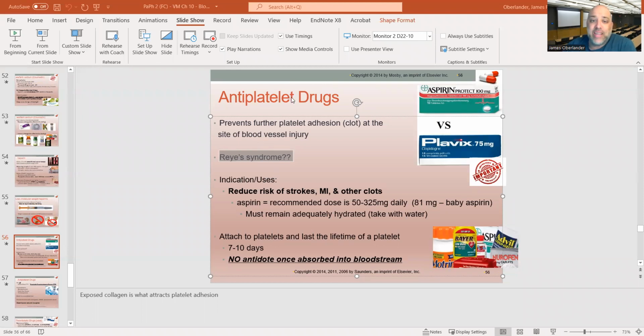Indications and uses for antiplatelets. Remember, antiplatelets work on what blood vessels? Arteries. Good. Anticoagulants, warfarin, heparin, work on the veins, and then antiplatelets work on the arteries. And then the other thing is there is no antidote.